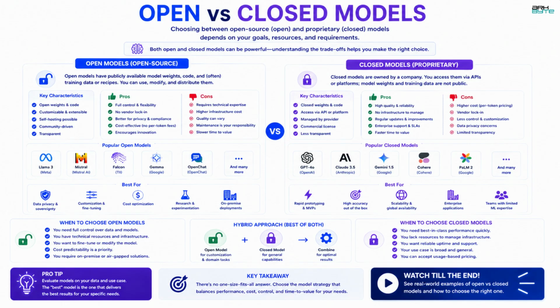Choose open models for control, privacy, and customization. Choose closed models for speed, simplicity, and top performance. The key takeaway is simple: there is no perfect model. Choose the one that best balances cost, privacy, speed, and quality for your needs.